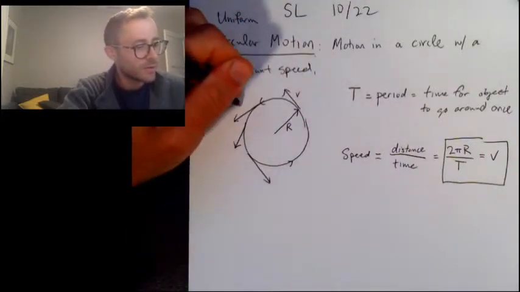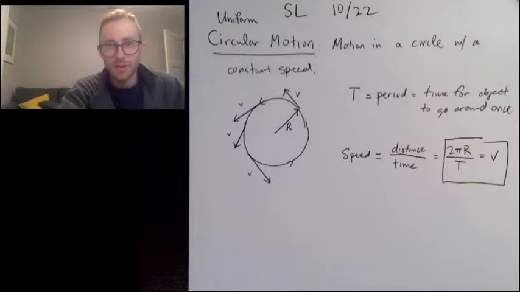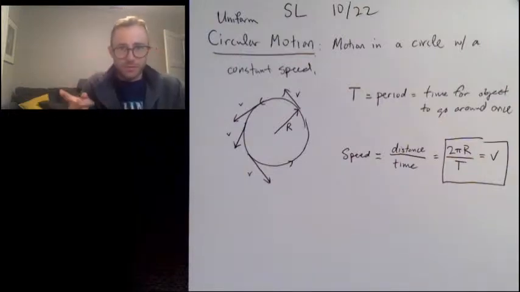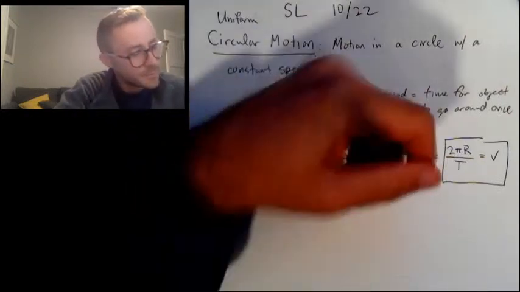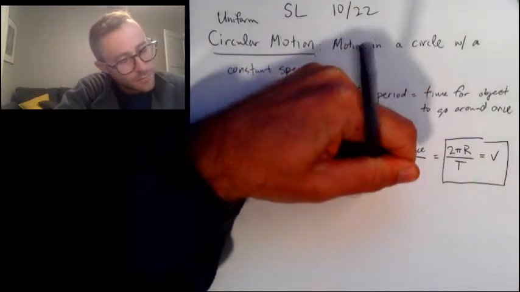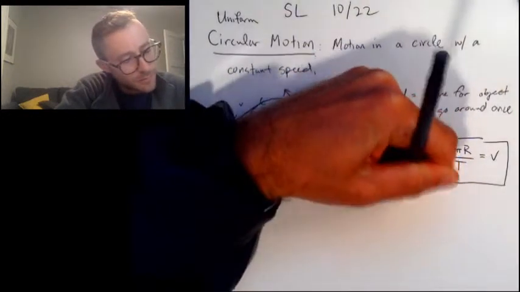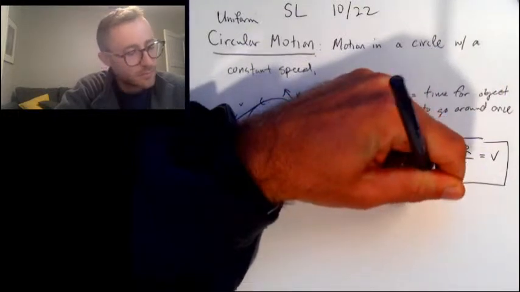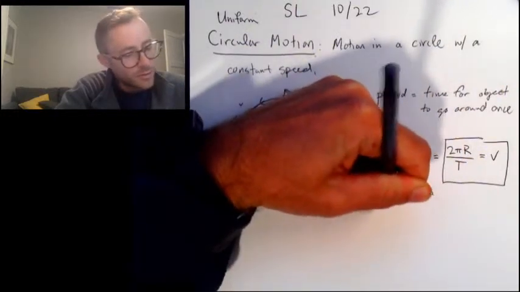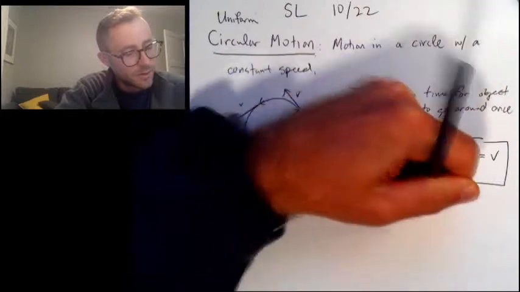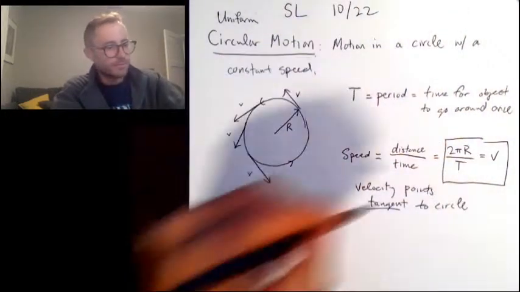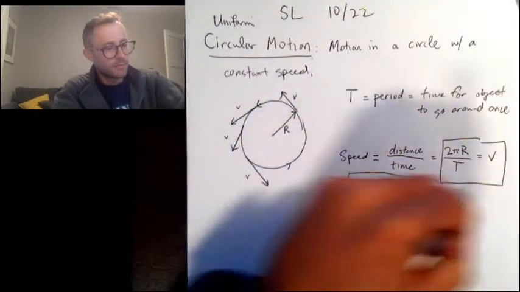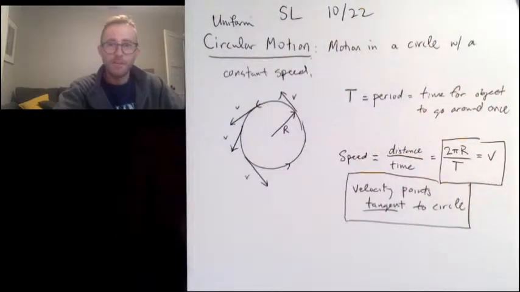This is the velocity at different locations along the circle. So, if you're basically turning, your velocity is changing. Velocity points tangent to the circle. So that is an important factoid. Okay.